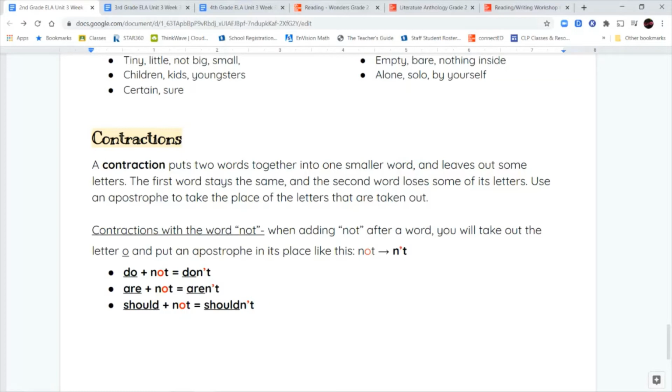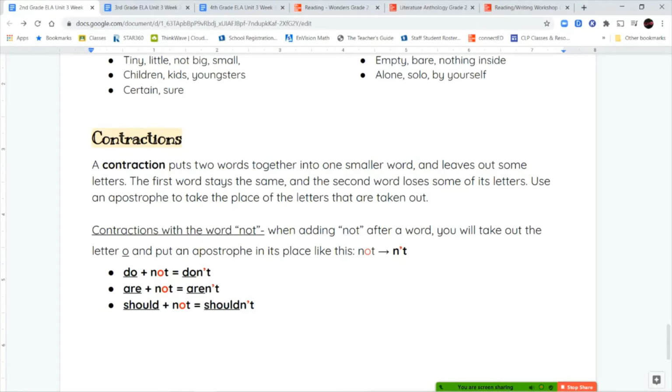So a contraction with the word not, our first word is going to stay the same. And our second word, not, is going to get shortened. The O in the word not is going to get taken out and it's going to be replaced with an apostrophe. So instead of it being N-O-T, it's going to be N-apostrophe-T. So do not becomes don't.